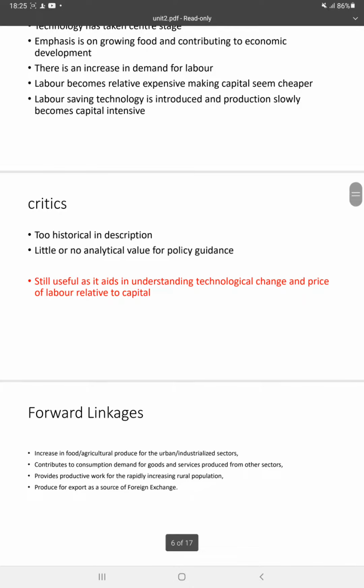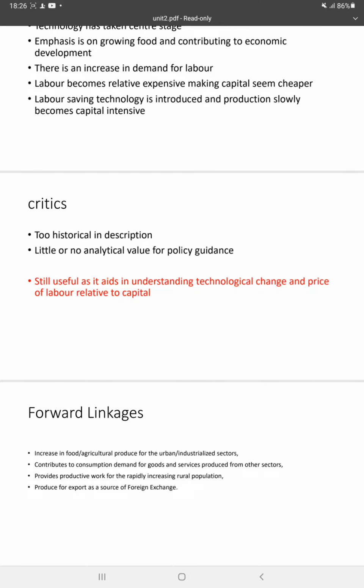What are some of the criticisms of this model? Number one, it is too historical a description. When you look at this, it is just describing things, it's too historical. And again, there is little or maybe no analytical value for policy guidance. So the model does not explain anything about political or policy guidance.